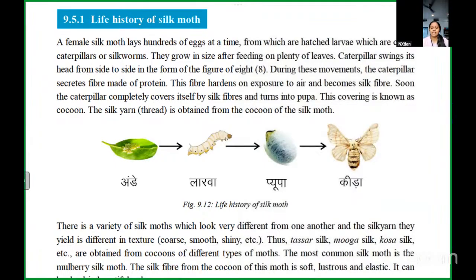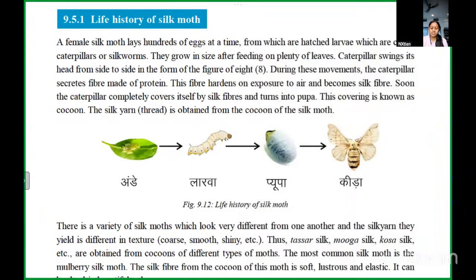Okay, now this caterpillar swings its head from side to side in the form of the number 8. Now, during these movements, the caterpillar secretes a fiber made of protein from its mouth. And when this fiber is exposed to air, it hardens and becomes silk fiber.